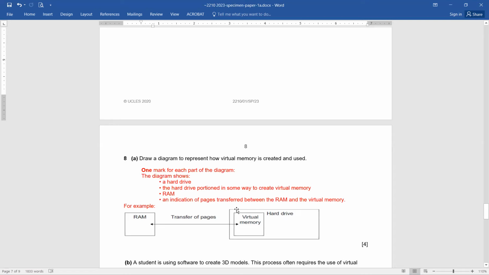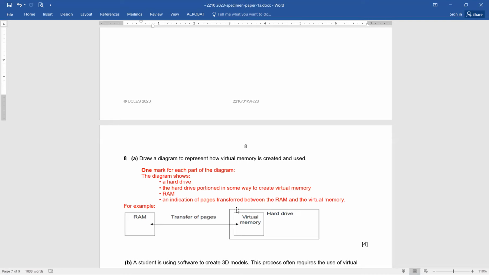The diagram should have a hard drive, because definitely virtual memory is created in a hard drive. The hard drive is partitioned in some way to create virtual memory. You are not going to mention the whole hard drive to be used as virtual memory. Definitely, it will be consuming only some part of your hard drive area. Definitely, you have to draw the RAM, and you have to indicate the movement of pages, the transference of pages between the RAM and the virtual memory. So these 4 components should be a part of the diagram.